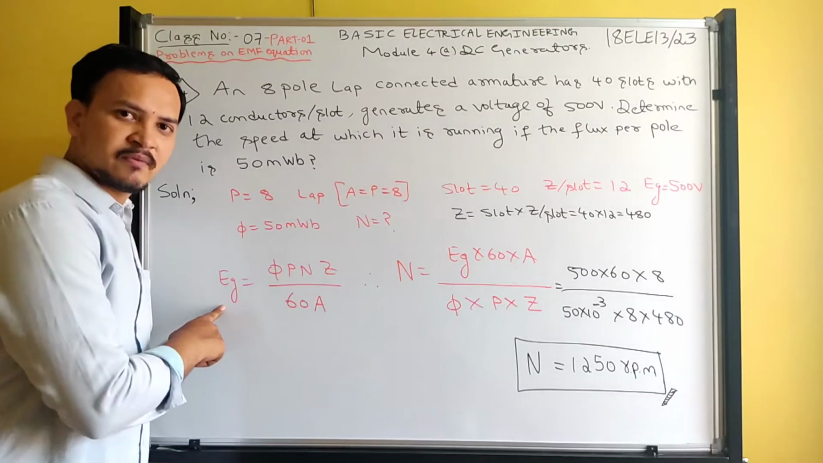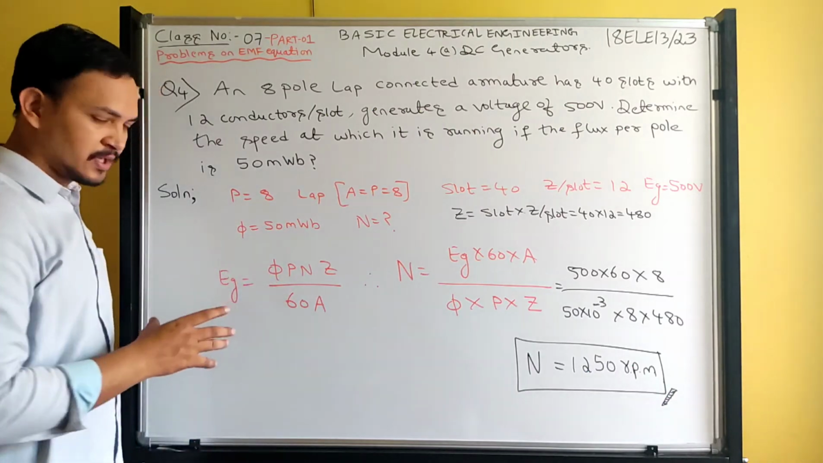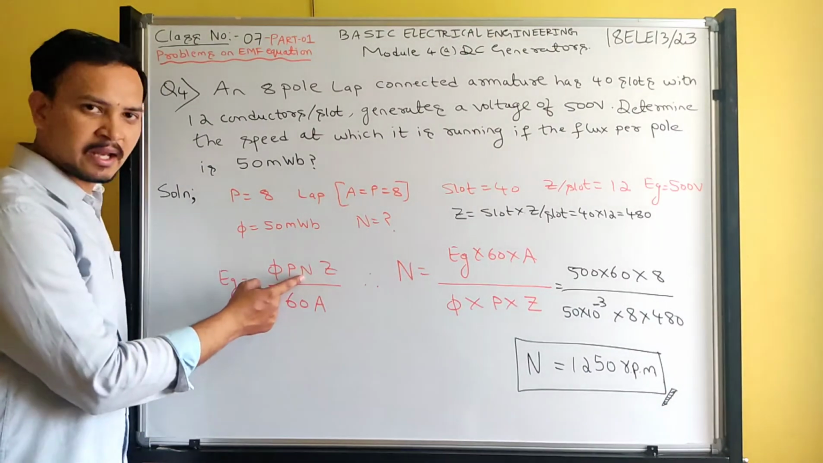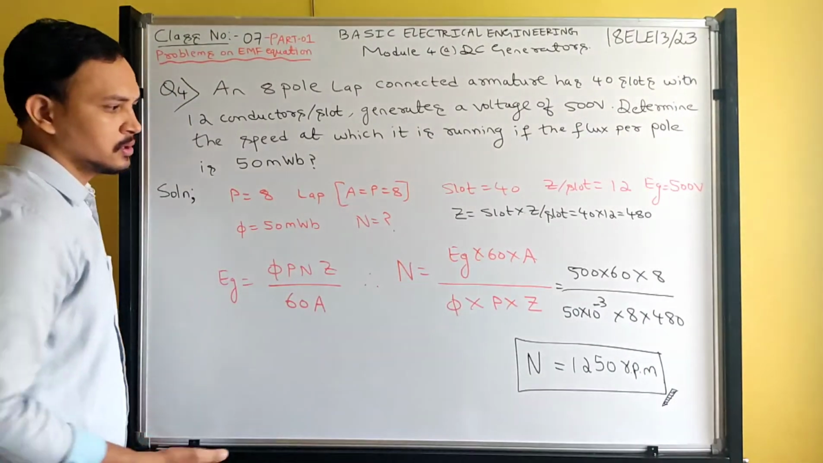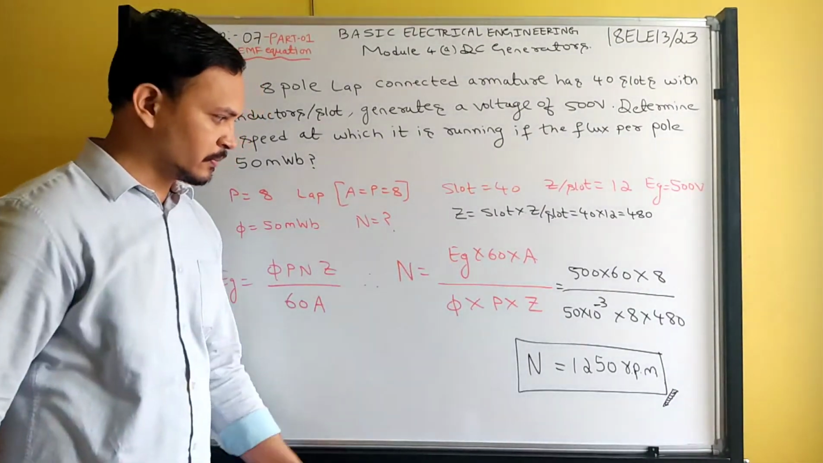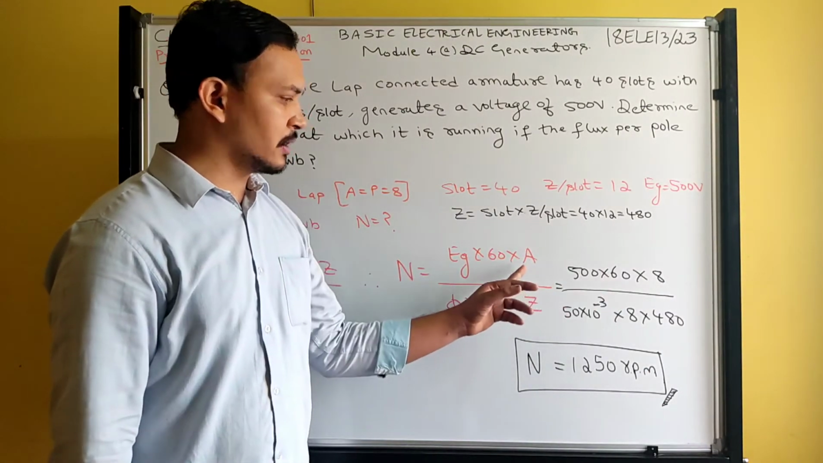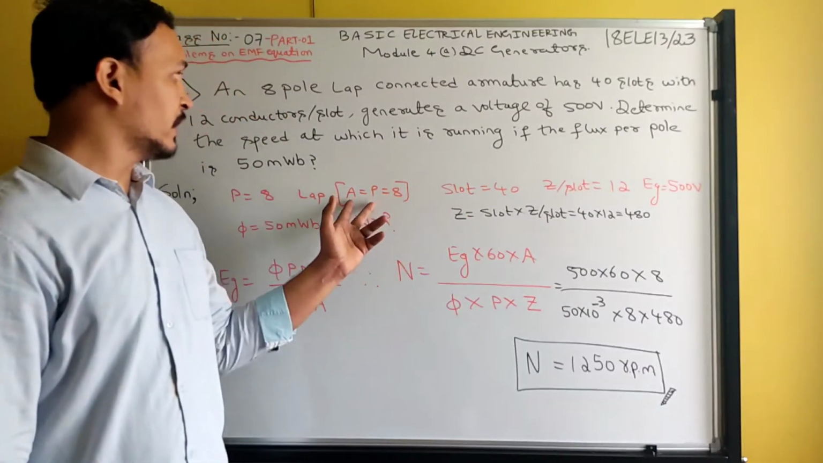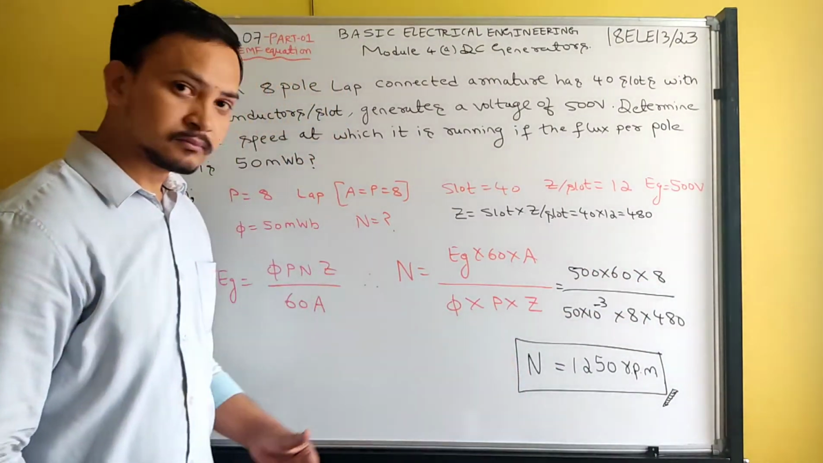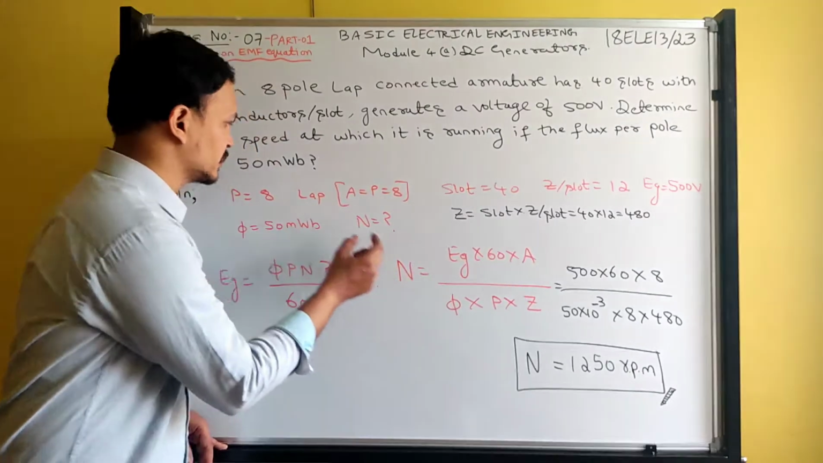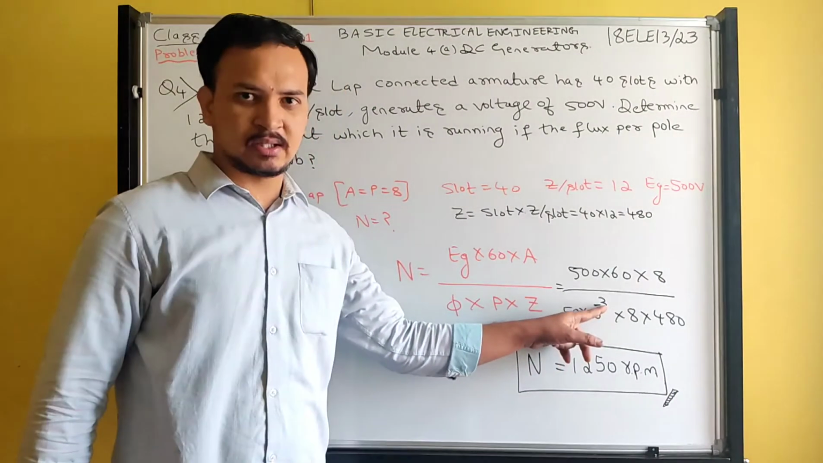So the EMF equation of a generator is Eg = φPNZ/60A. From this, what do I need to find? I need to find N. So I have written the equation for N. Just cross multiply and you will get N = Eg × 60A divided by φPZ. What is Eg? 500. Then 60, and the number of parallel paths. What type of winding? Lap connected, A is equal to poles, 8. Divided by, here very important, flux is how much? 50 milliweber. So milli means 10 power minus 3.